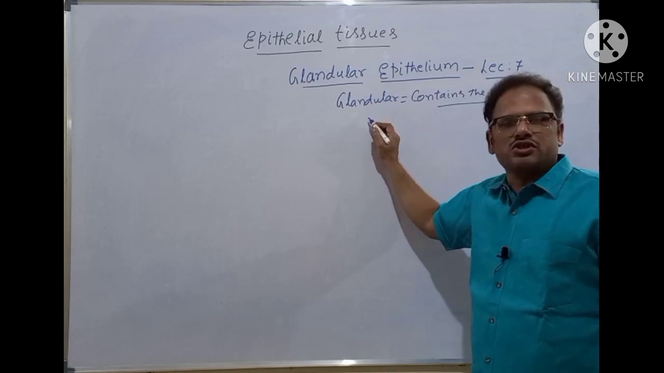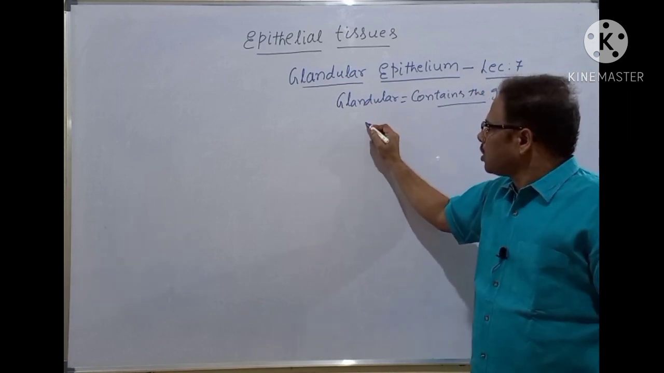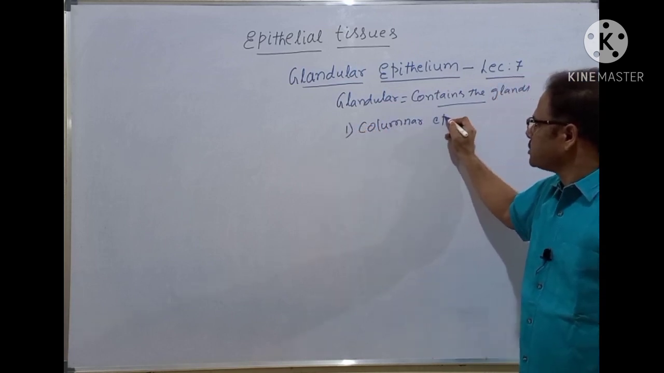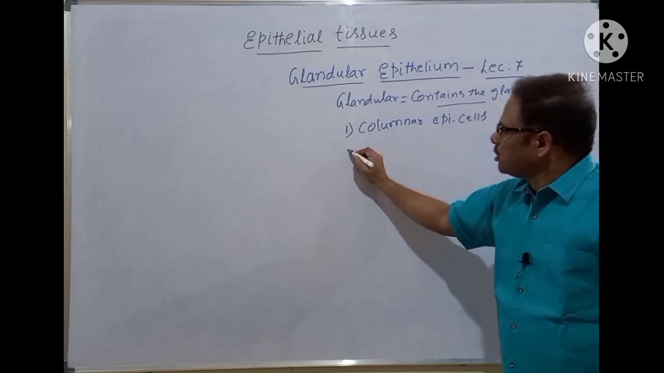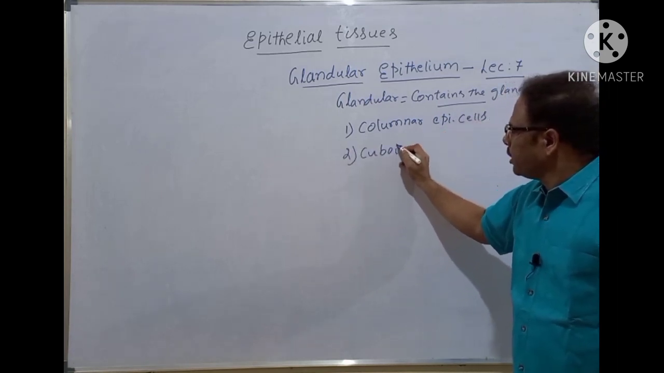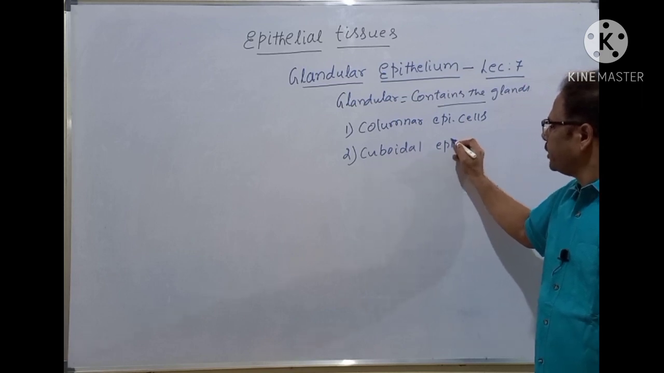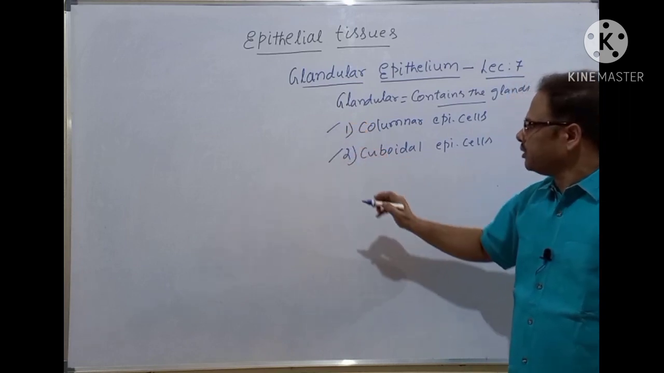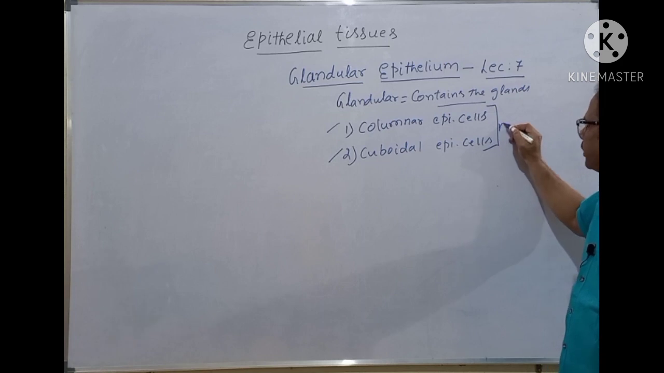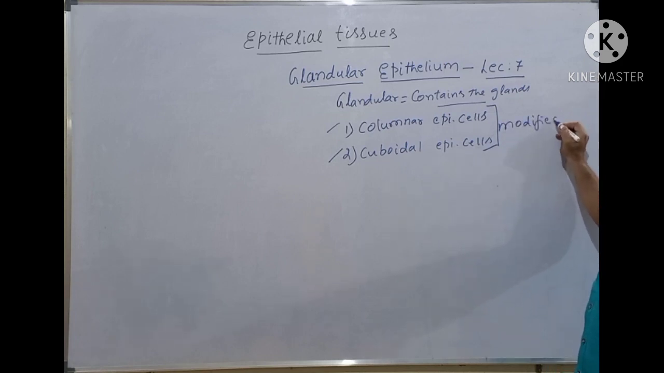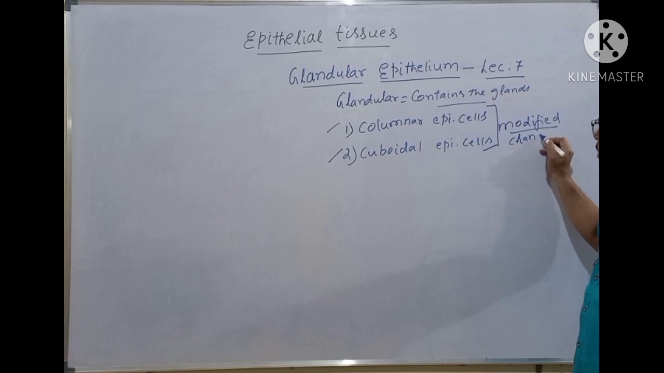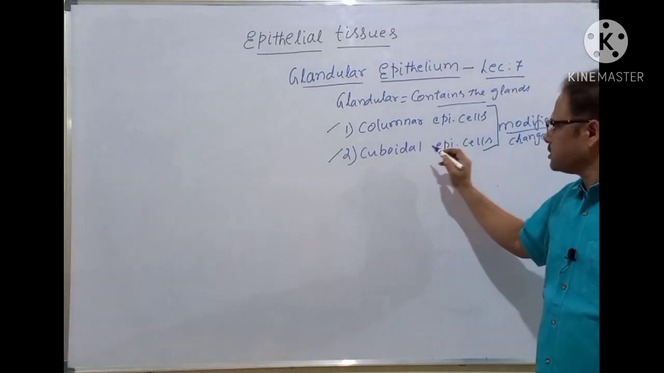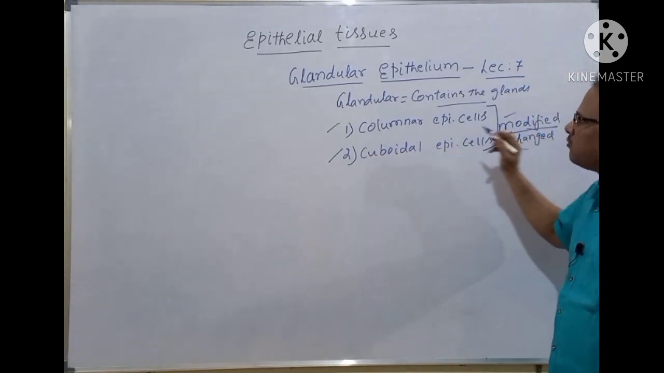What are the epithelial tissues which have become modified? Number one is the columnar epithelial cells. Number two is cuboidal epithelial cells. Some of the columnar epithelial cells and some of the cuboidal epithelial cells have become modified. What is the meaning of modified? They have become specialized or changed for the secretions.